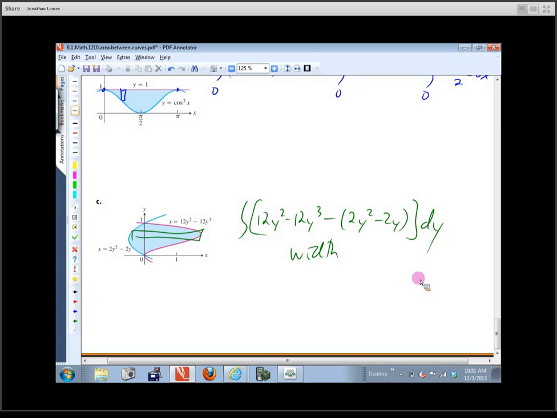And limits of integration. 0 to 1. Start slicing at y equals 0. Stop slicing when you get to y equals 1. So 0 to 1. 12y squared minus 12y cubed minus the left function, 2y squared plus 2y dy. Put a couple of those together. Do the integration. There's your answer. Okay?